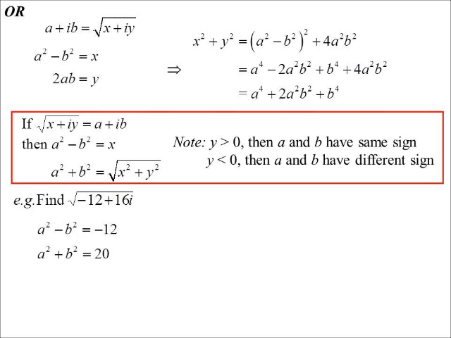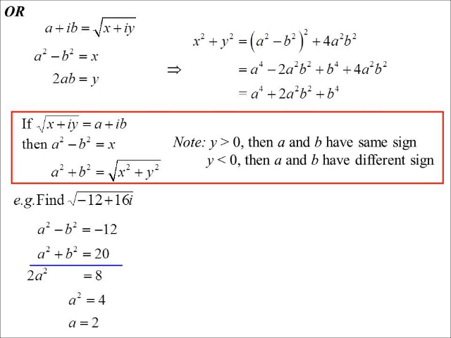Well, 12 squared is 144, 16 squared is 256. Add them together, you get 400. The square root of 400 is 20. And now there's the simultaneous equations, and I think that's a lot easier simultaneous equation to solve than this one up here.